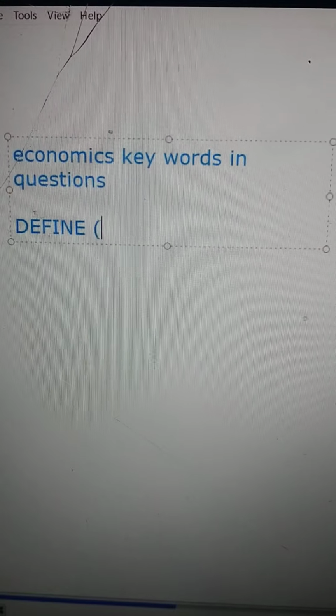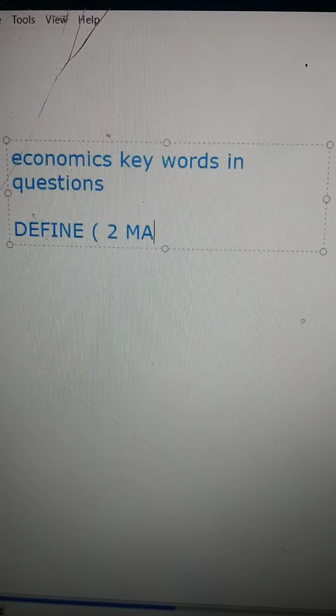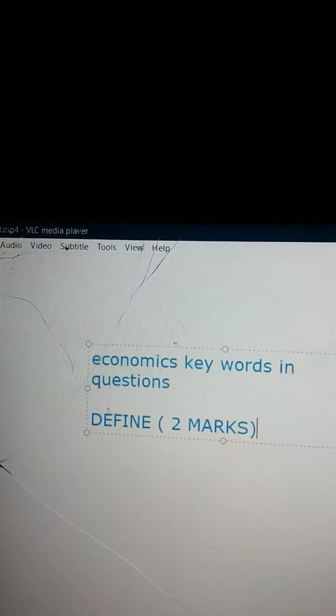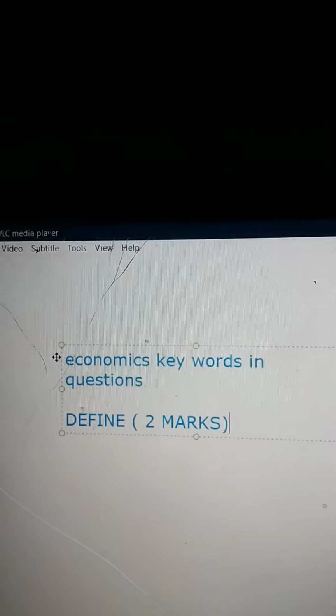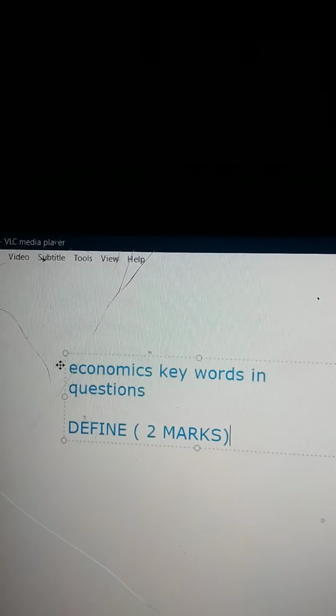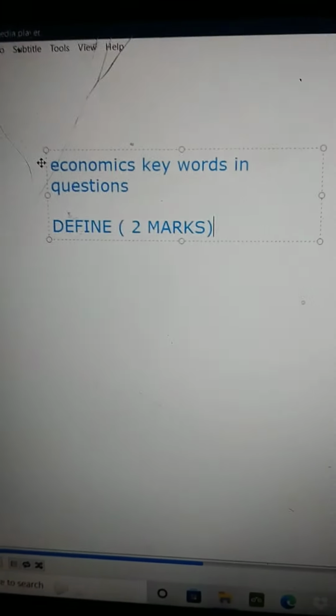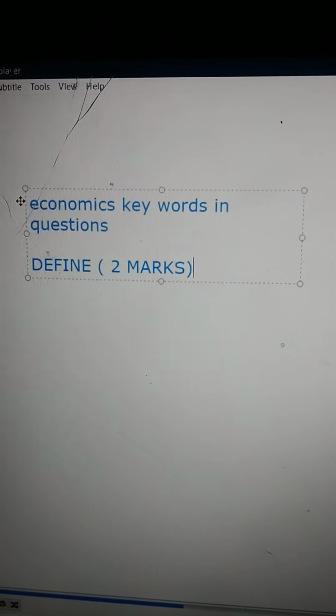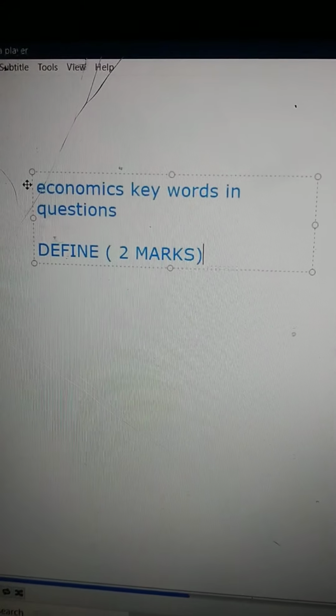Define is just for 2 marks. So the students think that if they write just the definition, it will work. Sometimes it can work, but sometimes it can be a problem. For example, opportunity cost: if you have to define it, you say the next best alternative sacrificed. Check the mark scheme. When you check the mark scheme, they say 1 mark out of 2, not the 2 marks. And 1 mark is for an example which you quote.